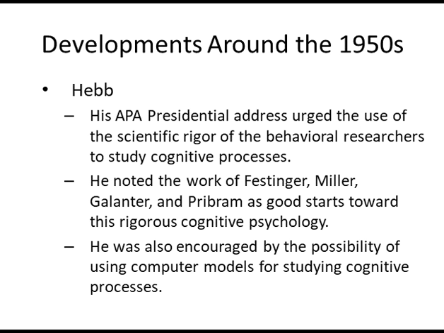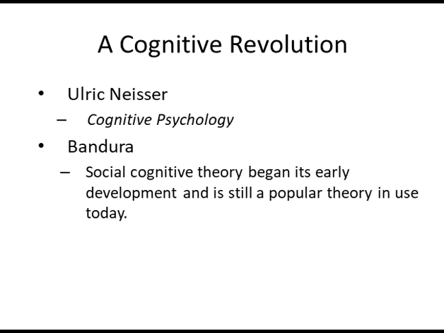Hebb, in his APA presidential address, urged behavioral researchers to use scientific rigor to study cognitive processes. He noted the work of Festinger and Miller and so on. He was also encouraged by the possibility of using computer models for studying cognitive processes. And you would imagine in the 1950s, the computer was very cutting edge. It was not something that we saw in the public domain or in the public consciousness yet. But again, the notion of this was something that really excited people as well.